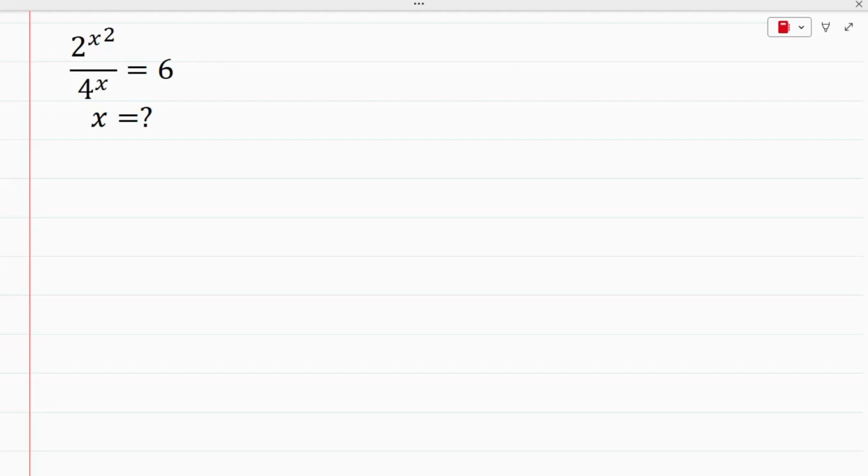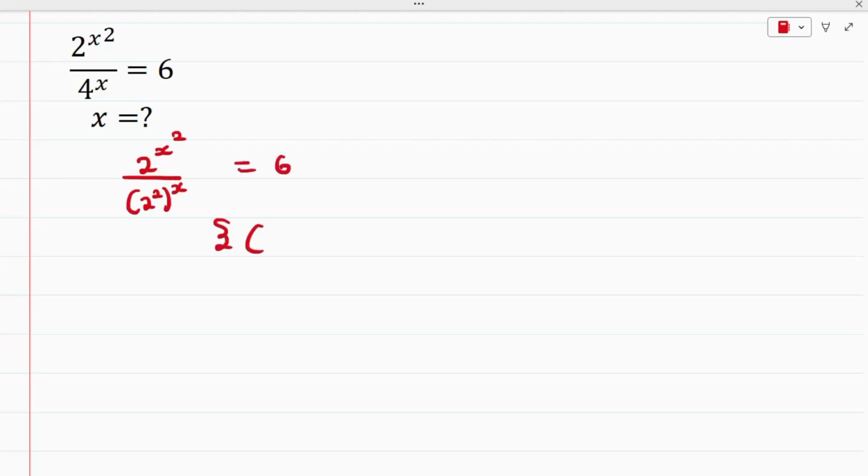So right here guys, we have this ninth exponential algebra problem and we are to find the value of x. The question is 2 raised to the power of x² divided by 4 raised to the power of x, equals 6. So we have 2^(x²) divided by... now 4 can be expressed in terms of 2 as 2², raised to the power of x, and this equals 6.